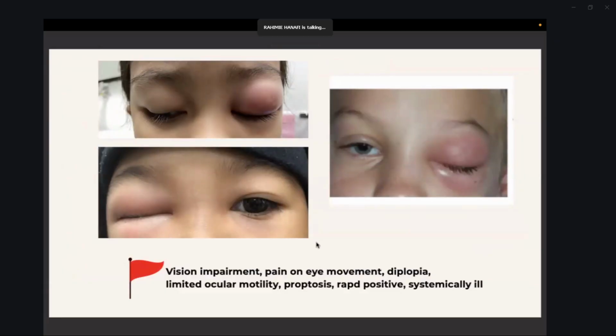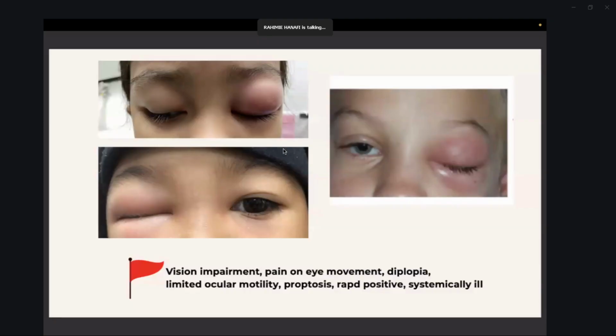All right, so red flags are severe vision impairment, pain on eye movement, diplopia, limited ocular motility, proptosis, RAPD, and if the patient is systemically ill. So if you see these three photos, these two photos, you can see it's very swollen, it's very red, but these are actually preseptal cellulitis, post-tick bite infection. So these patients were treated with oral antibiotics and then subsequently recovered. But generally in pediatric cases, we do admit them and start them on intravenous antibiotics.